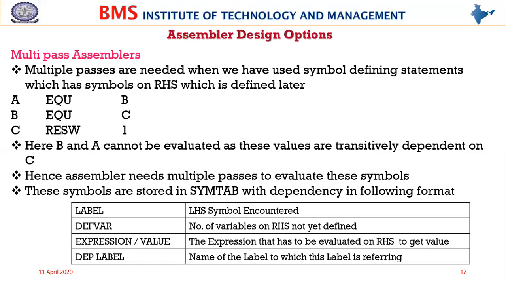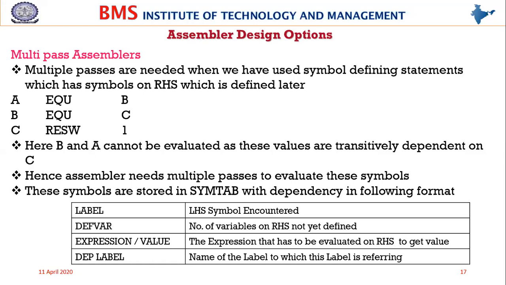But what is the value for B? B is dependent on C. The expression for B is going to be C. What is the expression for A? B is the expression for A. So until you get the value of B, you cannot evaluate A. As simple as that. Dependent label: the name of the label which is referring to this label. For B, A is the one referring. For C, B is the one referring to it. For A, no one is referring. So for C, who is referring to it? B is referring to it. B, who is referring to it? A is referring to it. Like this.